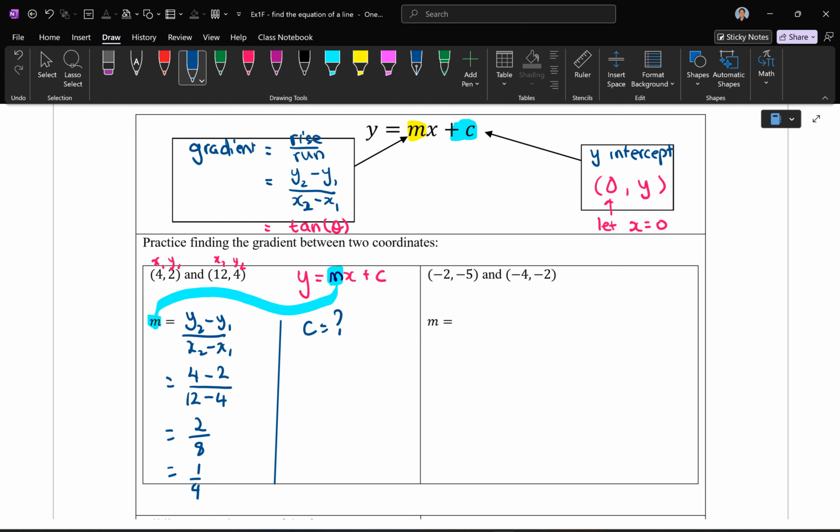So let's test it now. I can pick either one. I would probably pick the one with a smaller number because we're doing multiplication, addition, subtraction. It's easier if it's smaller numbers. So I'll probably sub 4, 2 in, but you could have tried 12, 4 and you would get the same answer.